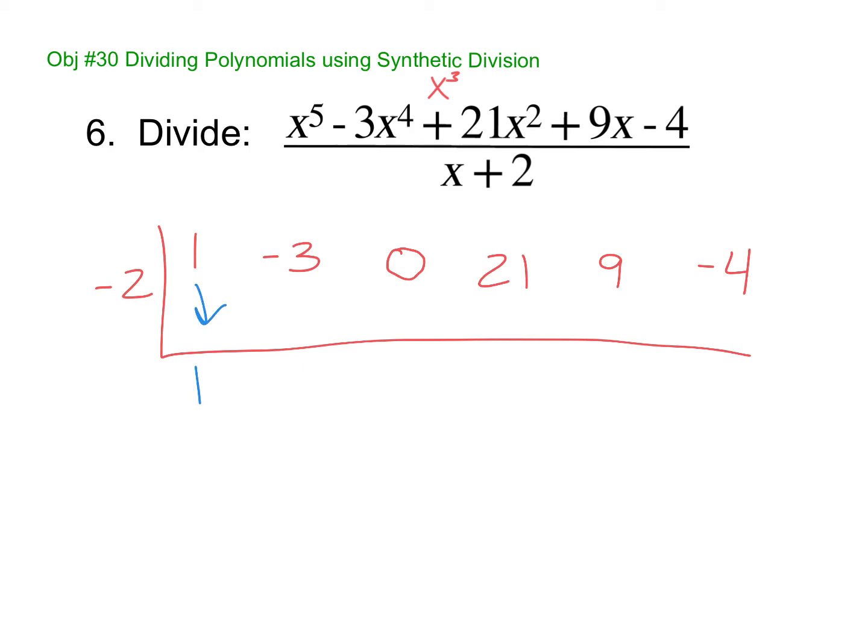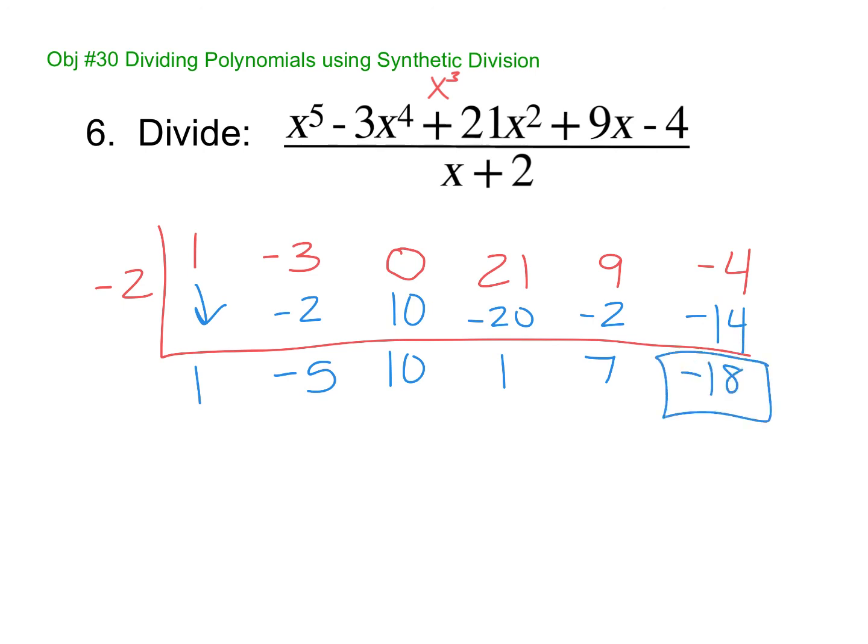Bring down my 1. -2 times 1 is -2. Combines down to -5. -2 times -5 is 10. Combine down. -2 times 10, -20. Combine down to get a 1. -2 times 1 is -2. That gives us a 7. 7 times -2 is -14, which gives us a -18. So how is this one different? We have a remainder.